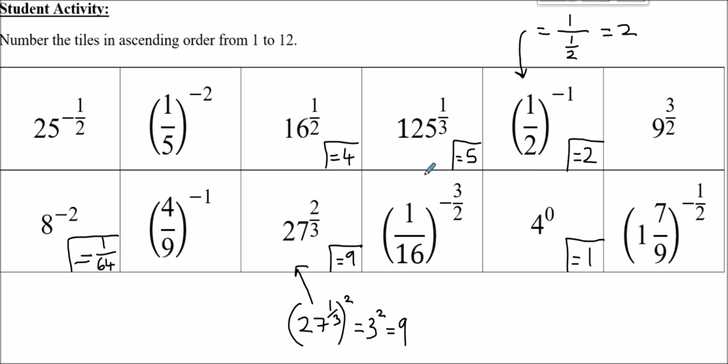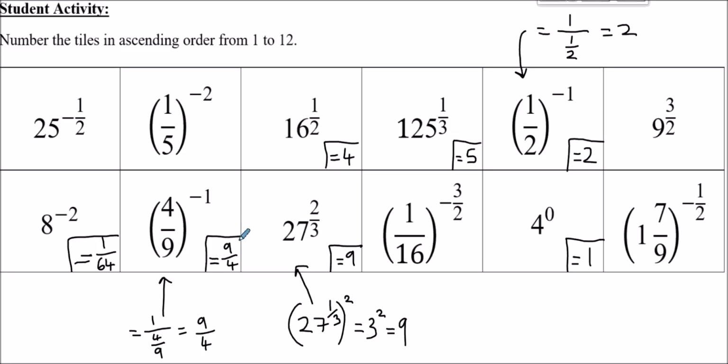Which one to do next? As I said, it doesn't really matter. Let's try this one. 4/9 to the power minus 1. That's the same as 1 over 4 over 9 to the power 1. That's just the same as 1 over 4 over 9. So 1 over a fraction, we can turn this fraction on its head and just rewrite it as 9 over 4, which, if you want a decimal, is 2.25. So that one's 9 over 4.